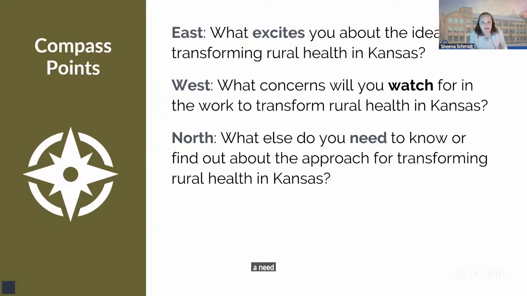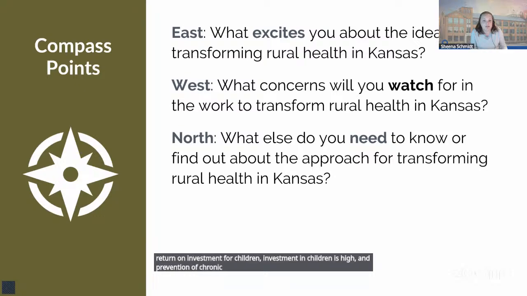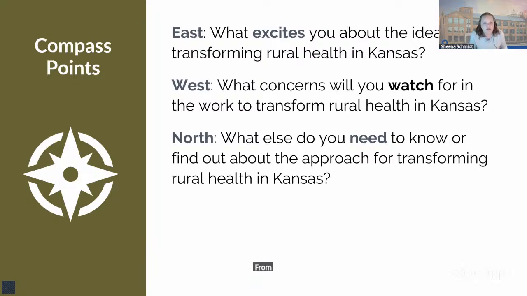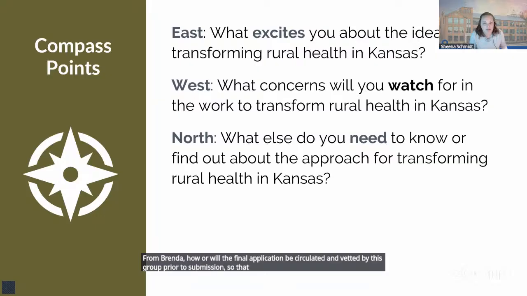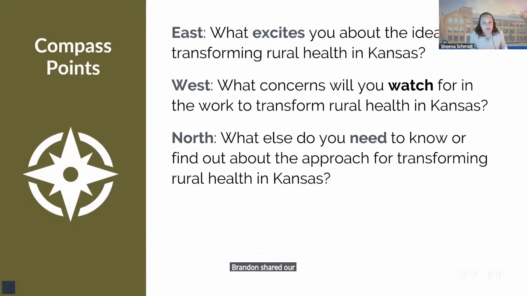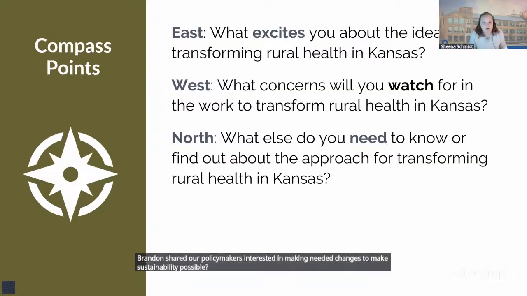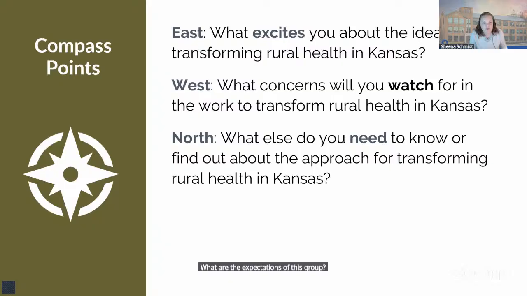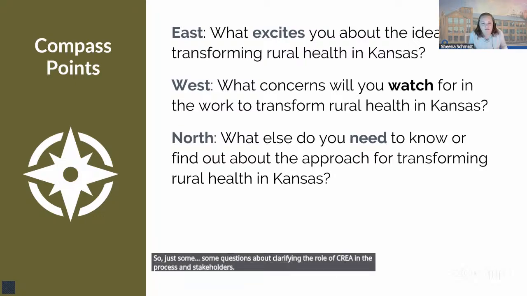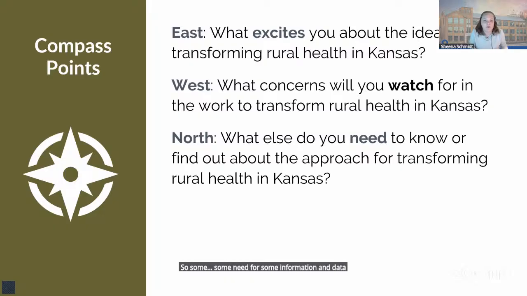A need from Kelly: it is important to ensure that the needs of children are included throughout the process. The return on investment in children is high, and prevention of chronic disease begins with healthy pregnancies and healthy children. From Brenda: how or will the final application be circulated and vetted by this group prior to submission, so that we are on the same page, to the extent possible, when communicating with the public? Brandon shared: are policymakers interested in making needed changes to make sustainability possible? What are the expectations of this group? So just some questions about clarifying the role of CREA in the process and stakeholders. The evidence-based list of factors contributing to poor rural health. So some need for information and data to inform the plan.